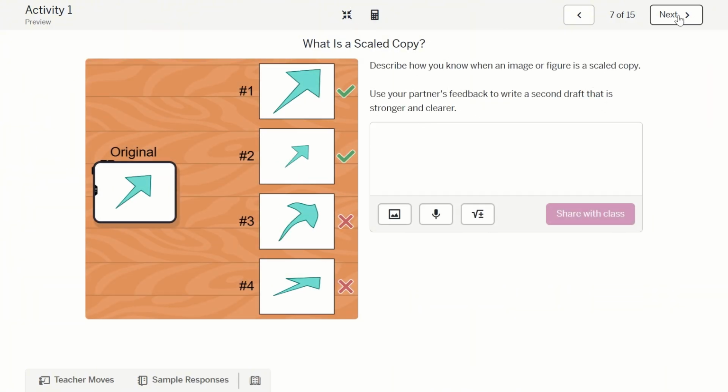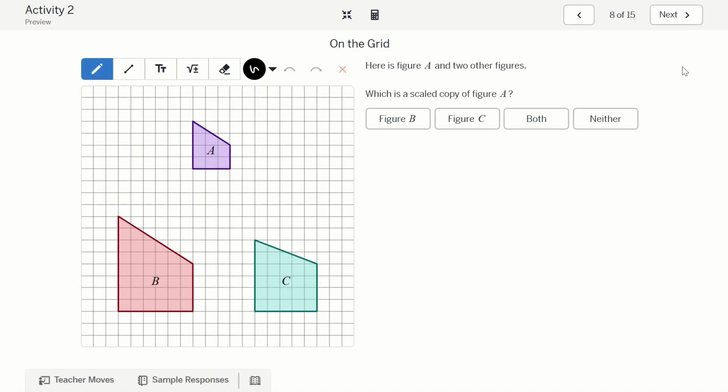We're going to skip this one. On the grid here, you have 3 shapes technically. We're looking at shape A first, okay? The question is, which one is a scaled copy of figure A? Is it B? Is it C? Or is it both? Are both a scaled copy, or is only one a scaled copy?